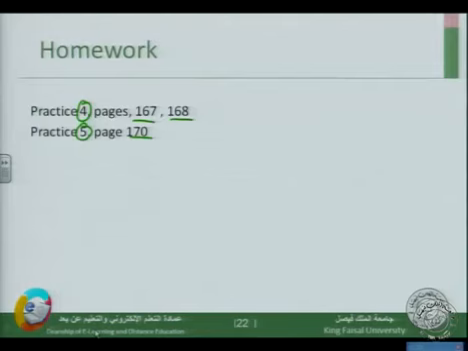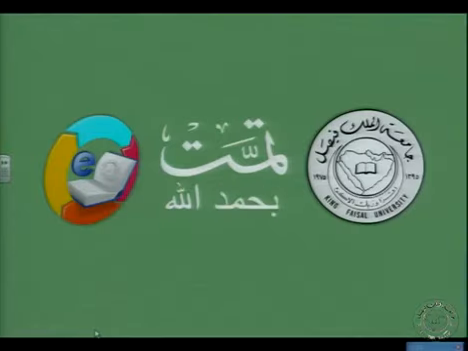Hopefully you have enjoyed the class. It's very important to memorize and to understand the use of these coordinators.